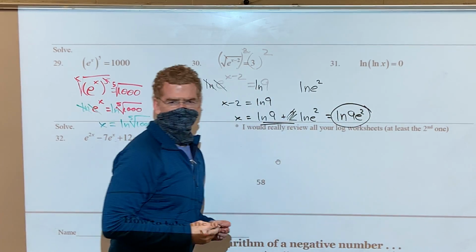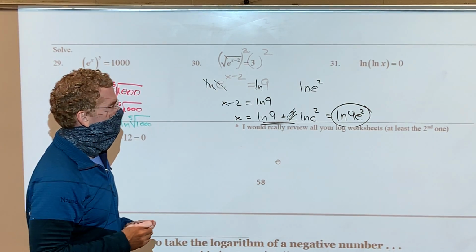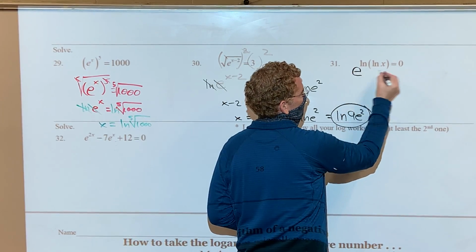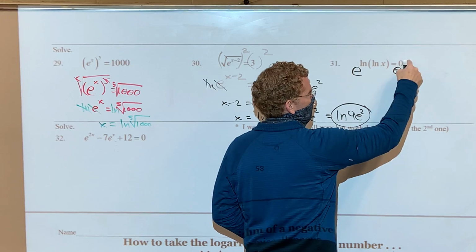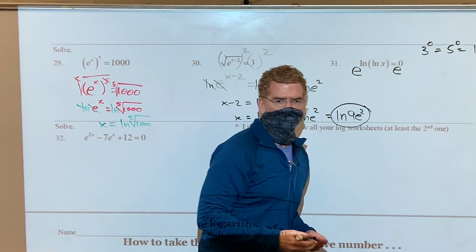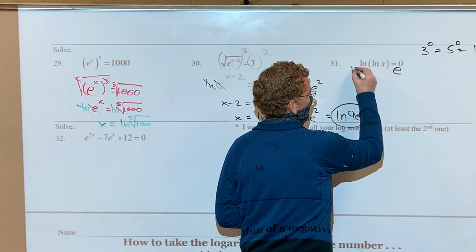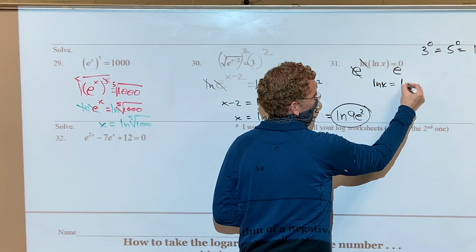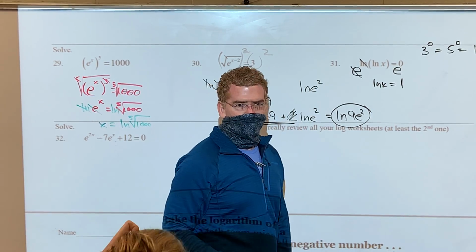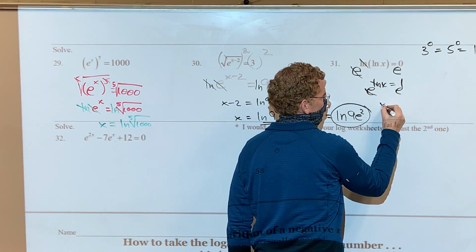Mr. Hurry, on 31, when you did the log, or you put the e below the ln, yeah, I'm exponentiating. How'd you get a 1 on the right side? Because e to the 0 is like 3 to the 0, 5 to the 0. They're all equal to 1, right? And then you end up getting ln x equals 1. Correct. And then how do you do the e again? I do it again. Every time I want to get rid of a log, I'm going to do that. That's good. See what I'm saying?